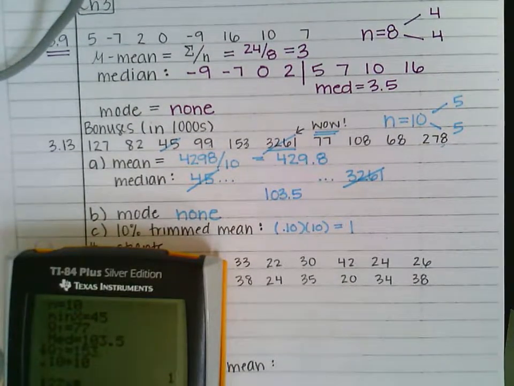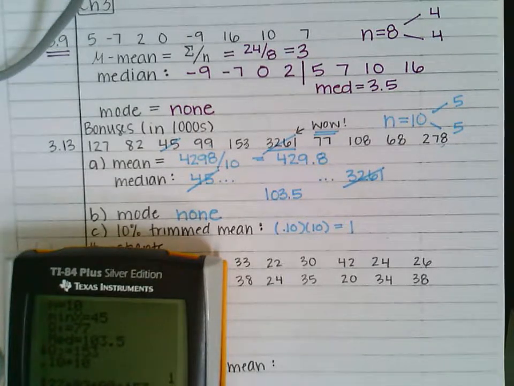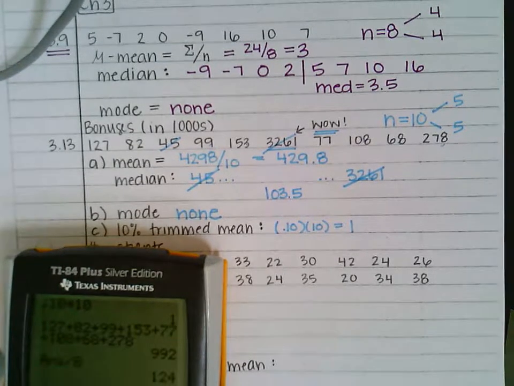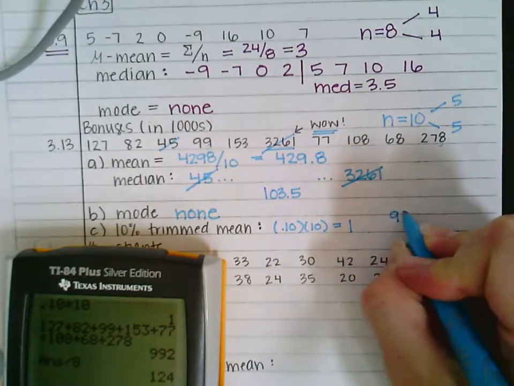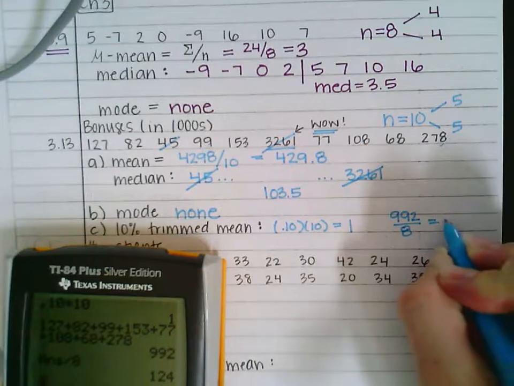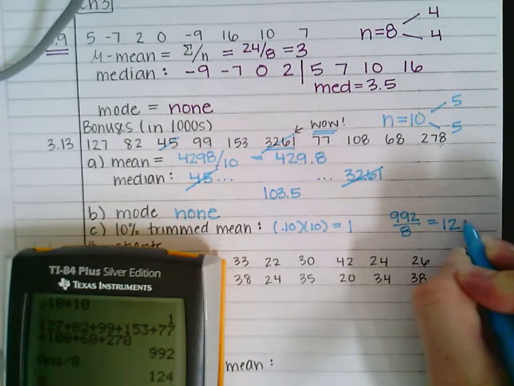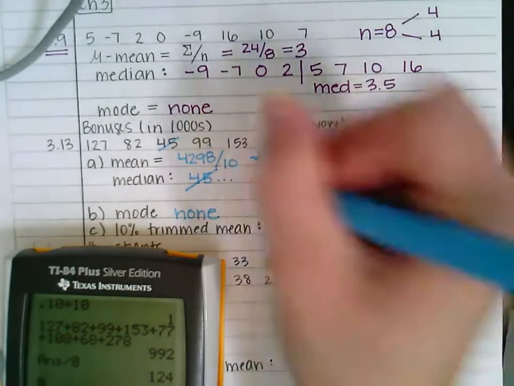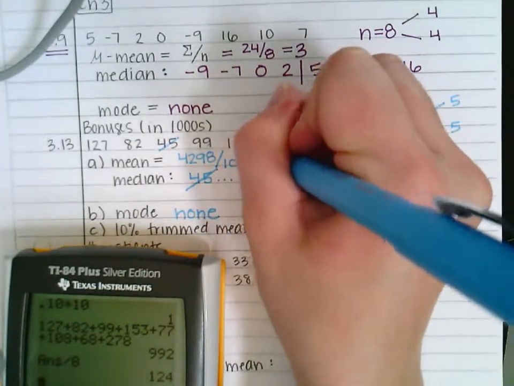So 127 plus 82 plus 99, 153.77, 108, 68, and 278. Now I am dividing this by 8 this time because I only have 8 data points. And that gives me 124. Now this is in dollars, all of this here.